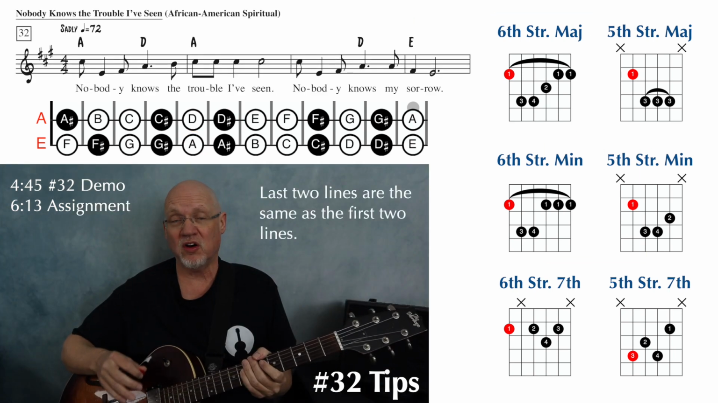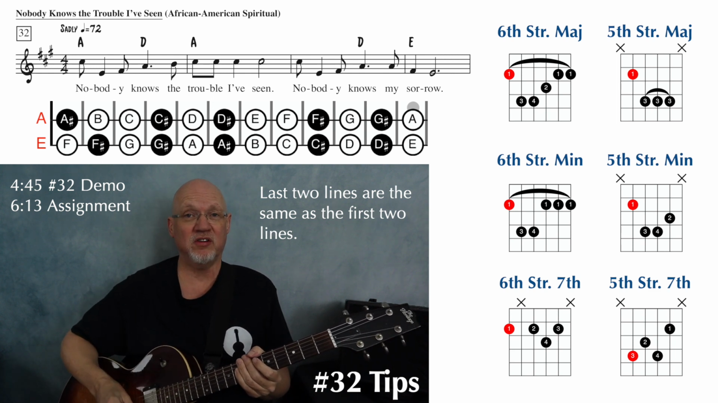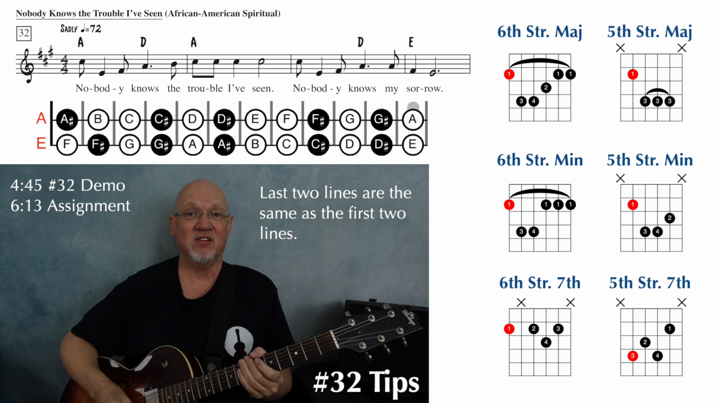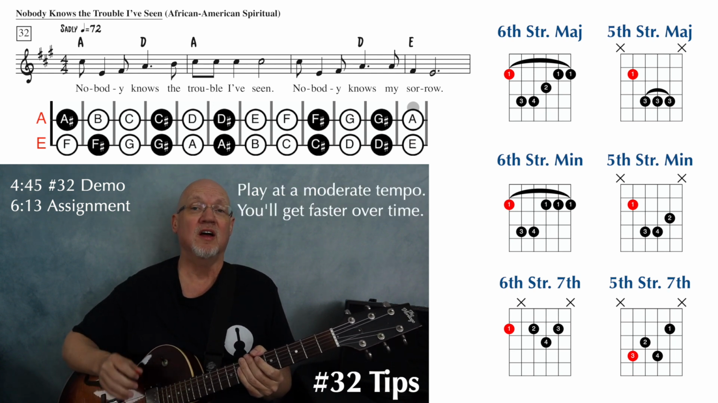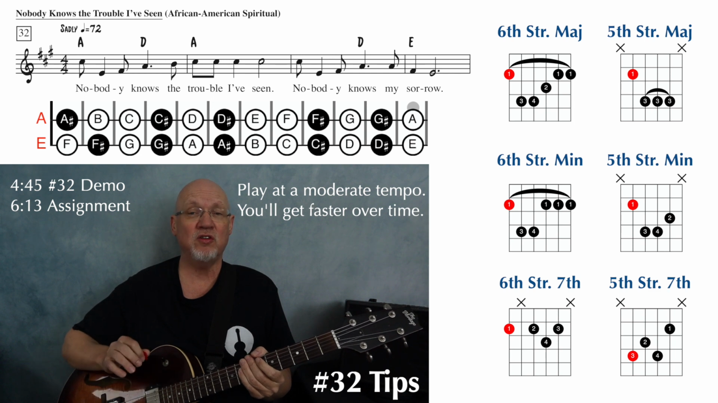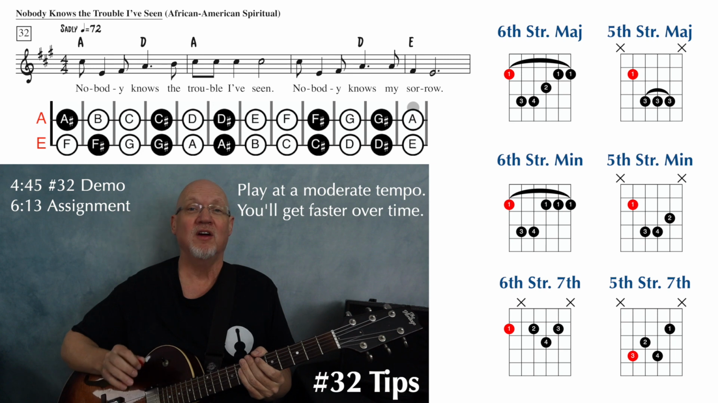And as far as the chords go, lines 5 and 6 are identical to lines 1 and 2. So if you can play lines 1 and 2, you're good for lines 5 and 6. So once you've figured out how you're going to play all those chords, go ahead and play the song. Play it as slowly as you need to. Use whatever pattern you like. It's not about speed at this point. The speed will come. Right now it's about finding these chords.